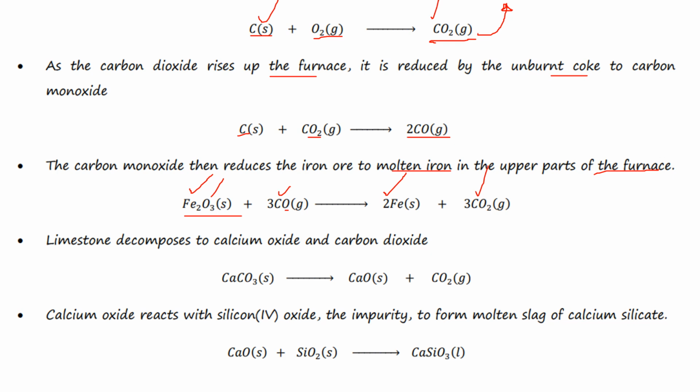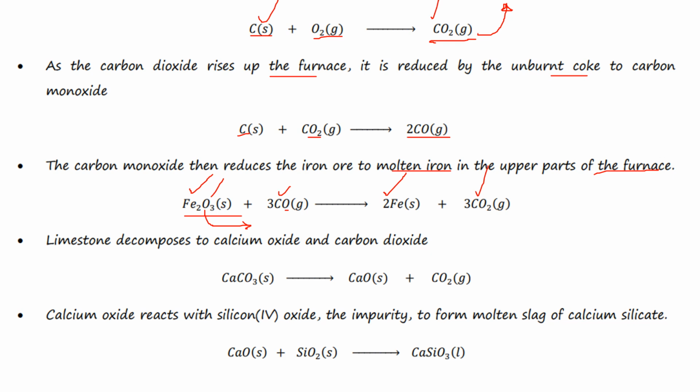Now we placed a 3 here, the reason being that to balance this we need to balance the carbon atoms. So we simply get the number of oxygen atoms present in our oxide, and we put it here; initially it would have been 3/2.